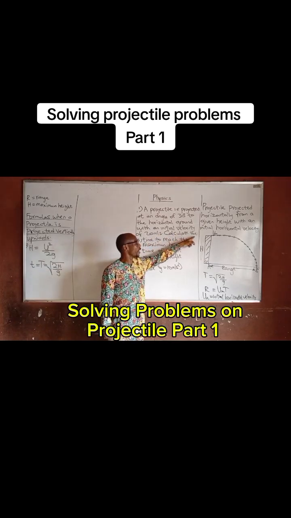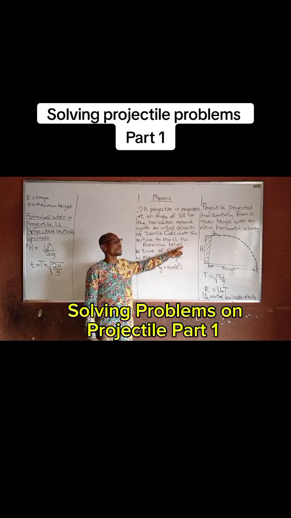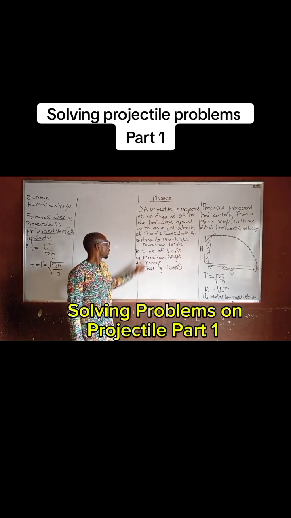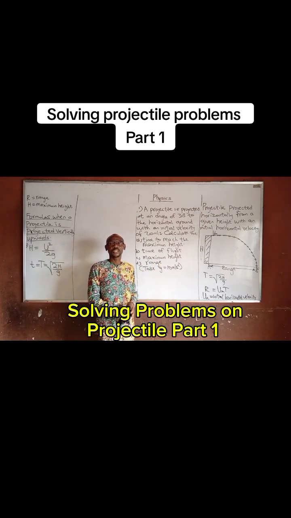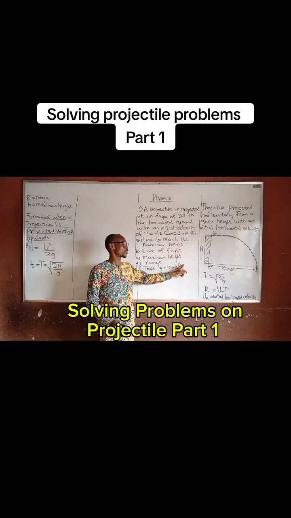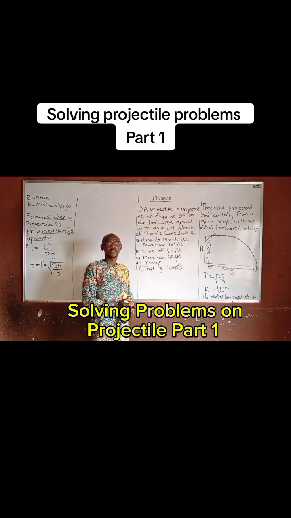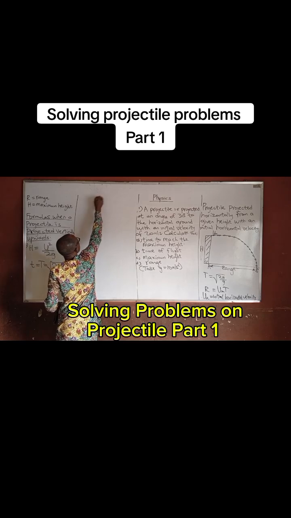Calculate the A, time to reach the maximum height. B, time of flight. C, maximum height. And D, range. And we have to take g equal to 10 meters per second squared. Now let's look at the solution.